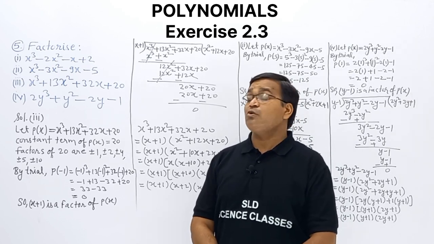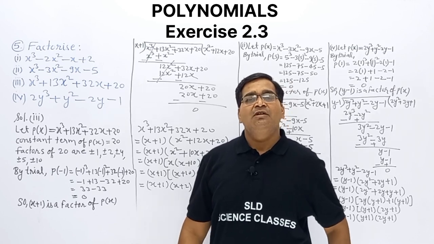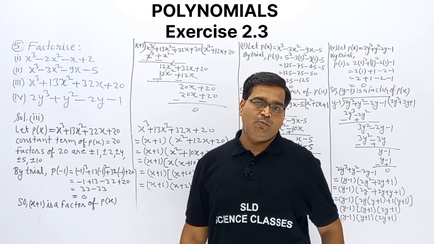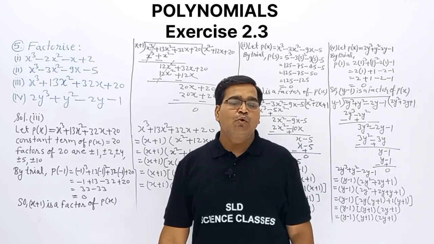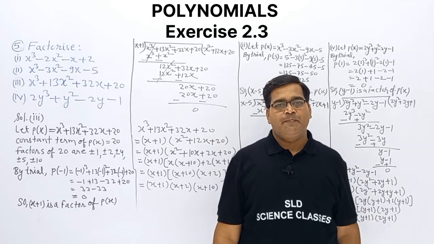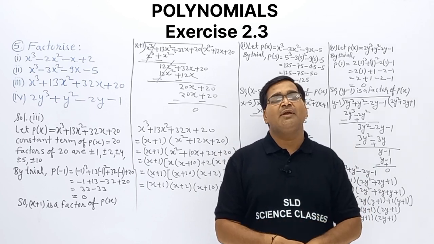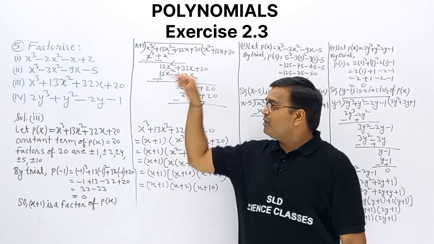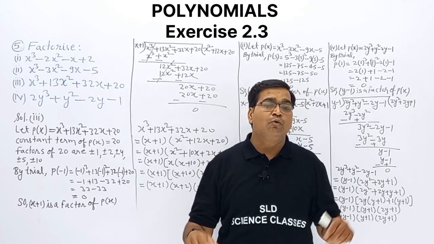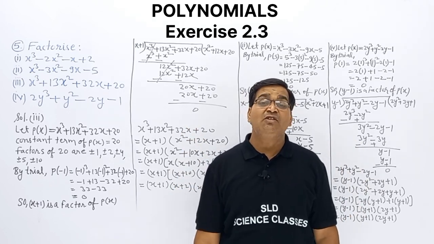So the degree of all these polynomials will be what? 3. It means if the degree is 3, then what? Cubic polynomial. So these all are cubic polynomials. Till now, when we factorized quadratic polynomials, the degree of that polynomial was 2. But now in this question we are having cubic polynomials. We want to factorize cubic polynomials. So how will we factorize these polynomials?